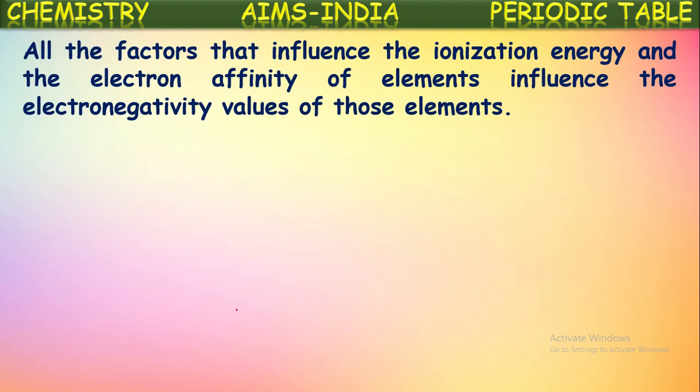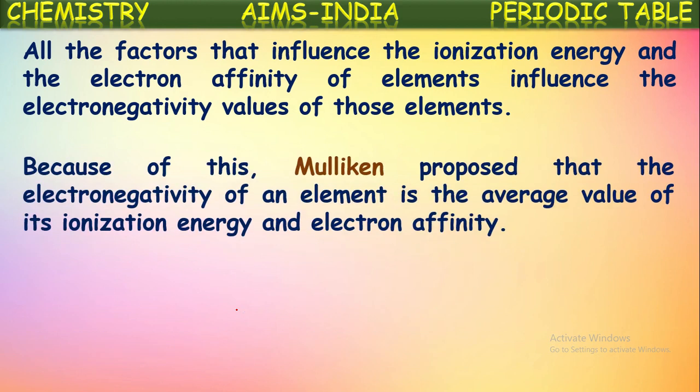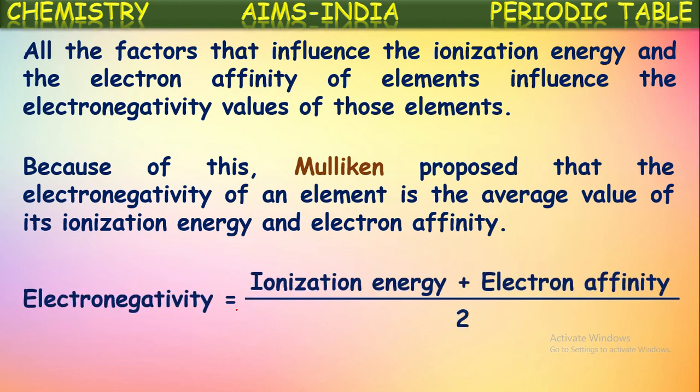All the factors that influence the ionization energy and electron affinity of elements influence the electronegativity values also for those elements. Because of this, Mulliken proposed that the electronegativity of an element is the average value of ionization energy and electron affinity. So it can be represented mathematically like this: electronegativity is equal to the average of ionization energy and electron affinity. Okay, if the ionization energy and electron affinity are known, then the electronegativity can be calculated by using this formula.